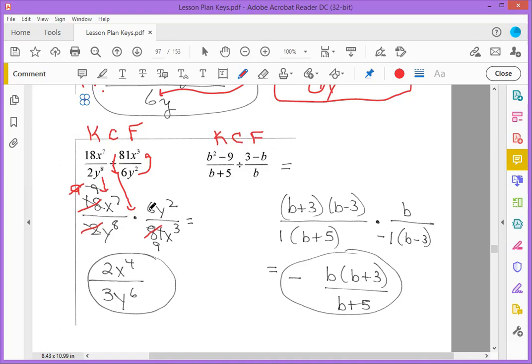From there, we see our 6 and our 9. Both of these terms can be divided by 3. So we'll divide the 9 by 3. We'll get 3 in the denominator. We'll divide the 6 by 3. We'll get 2 in the numerator.